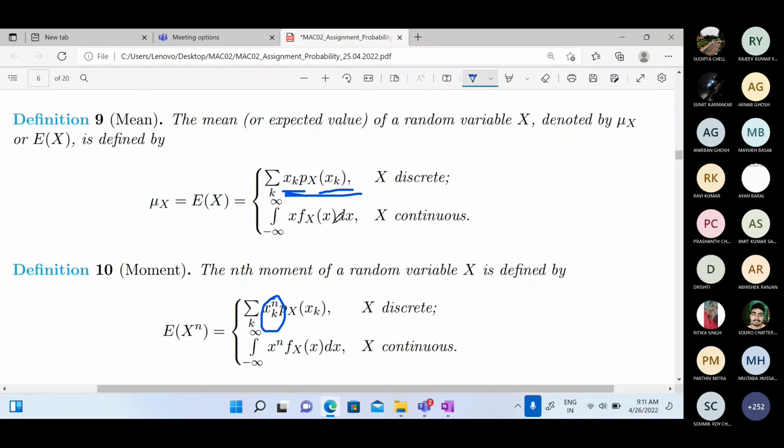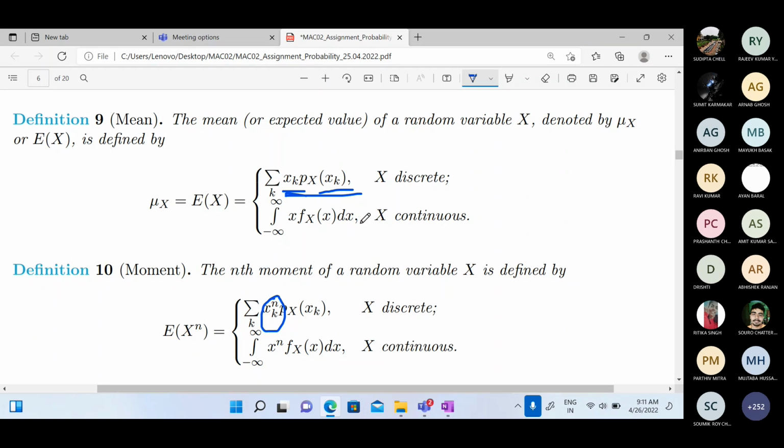But if we increase this power, that means 1 to the power, suppose 2 only: 1 square into probability of 1, 2 square into probability of 2, 3 square into probability of 3. That means this real number distribution is going to expand somehow. That means 1 goes to 1 and 2 goes to 4, and 3 goes to 9, like this. So this random variable we are expanding. That's actually what we are saying.